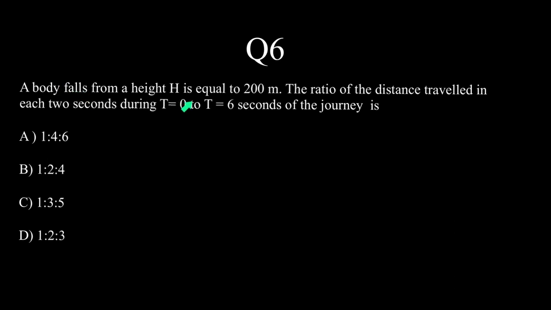A body falls from height h is equal to 200 meter. The ratio of the distance traveled in each 2 seconds during t is equal to 0 to t is equal to 6 seconds is.